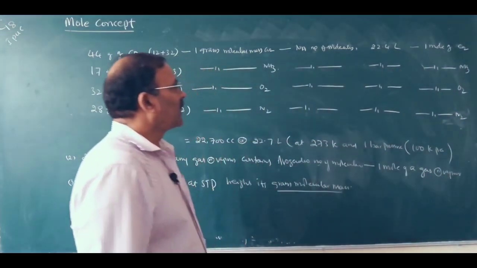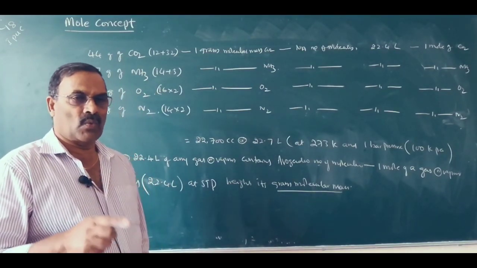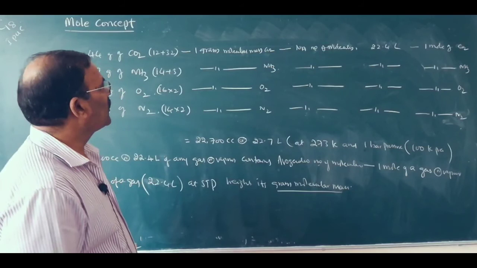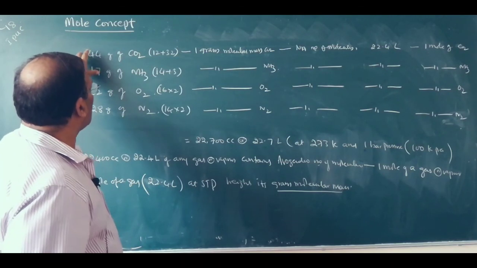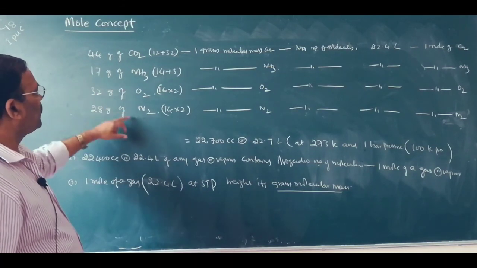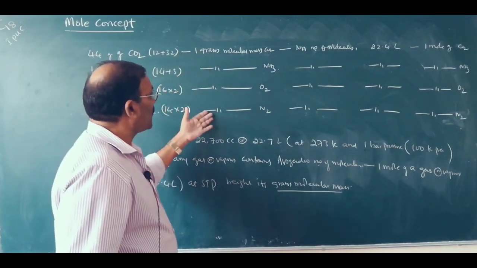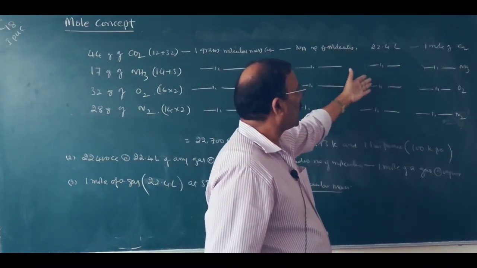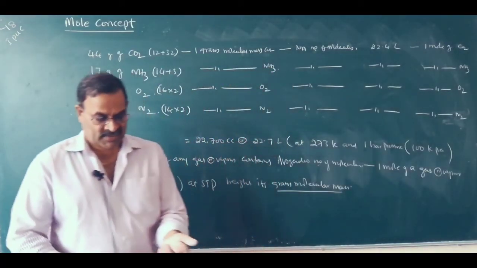So, if you consider a gas or vapor, the volume occupied by 1 mole of a gas. What is 1 mole of a gas? 1 gram molecular mass of a gas. 1 gram molecular mass of carbon dioxide, 44 gram, 17 gram, 32 gram, 40. These are the gram molecular masses of various gases. They contain Avogadro number of molecules. They occupy 22.4 liters at STP, and this quantity is called 1 mole of carbon dioxide.